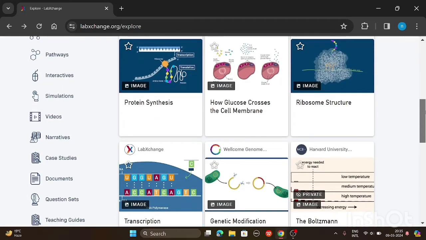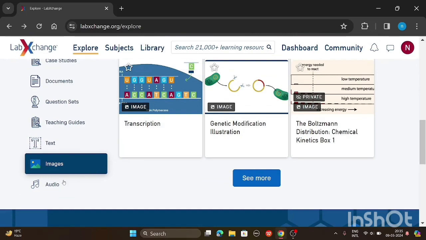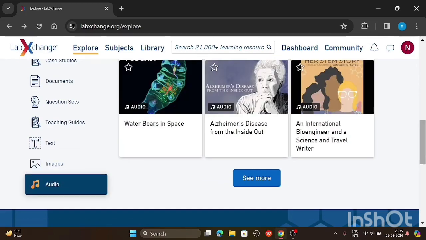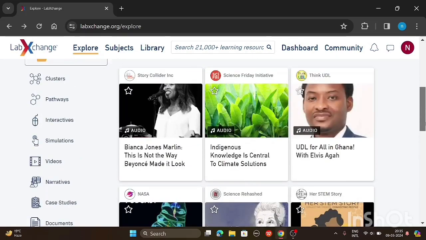And then we have images, a lot of different images, protein synthesis, ribosome structure. And then we have audios about Alzheimer's, then different types of audios.